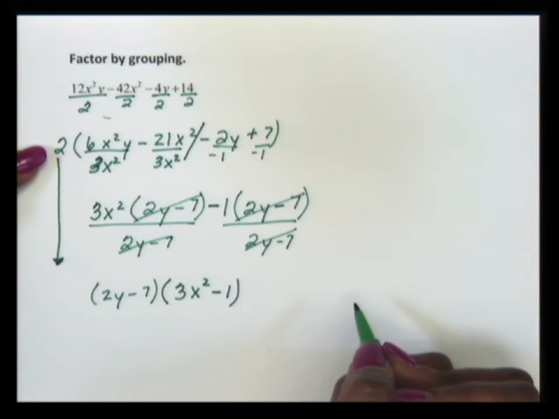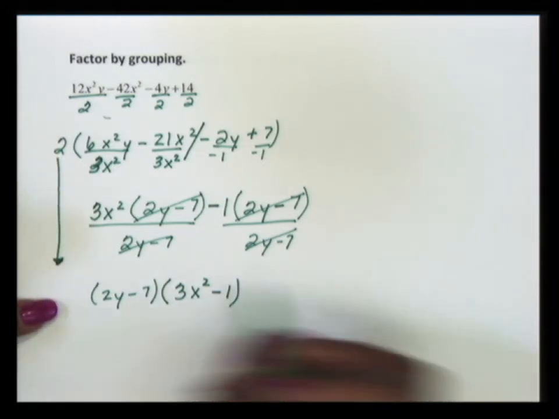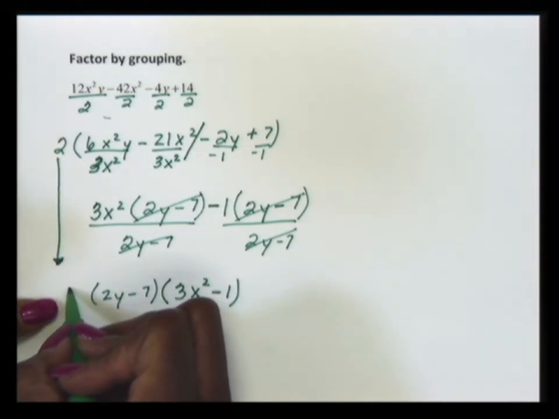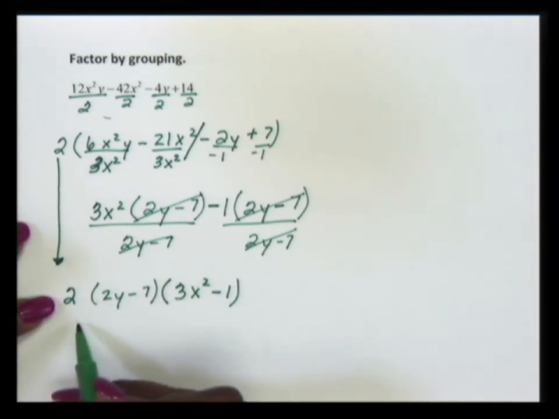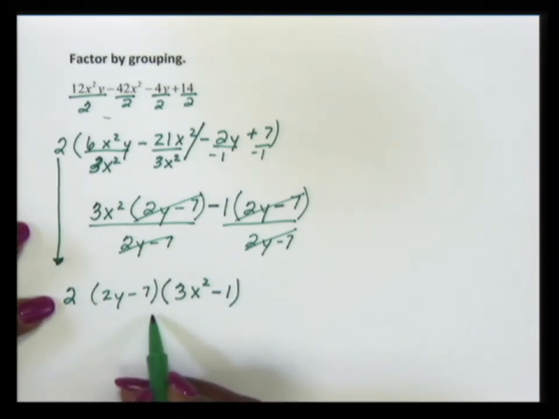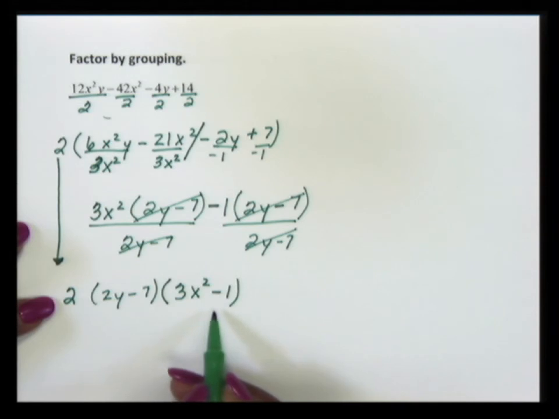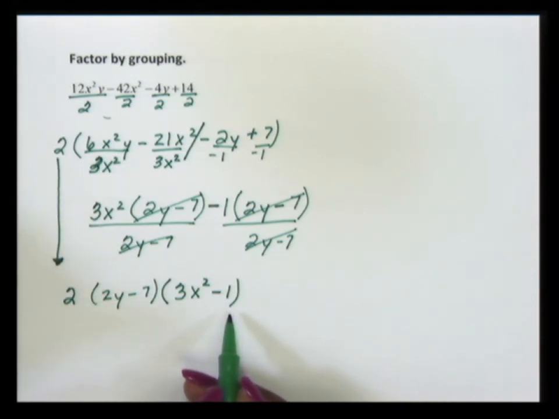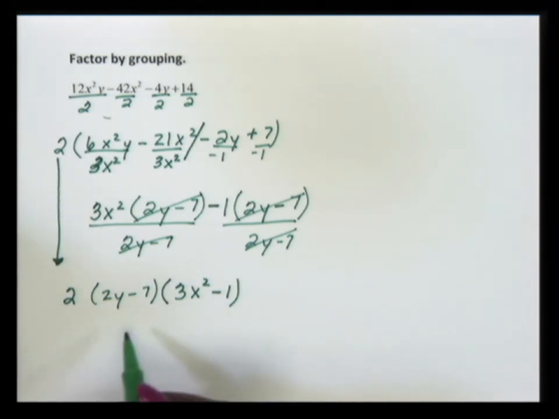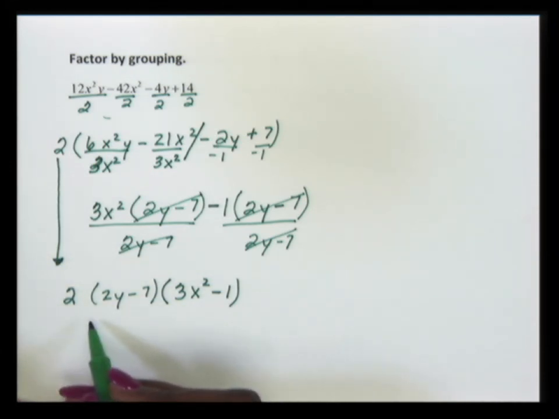But remember the 2 that we factored out at the beginning. It has to be part of our final answer. So our final answer will be 2 times 2y minus 7 times 3x squared minus 1. Remember that you can multiply the polynomials together to check your answer.